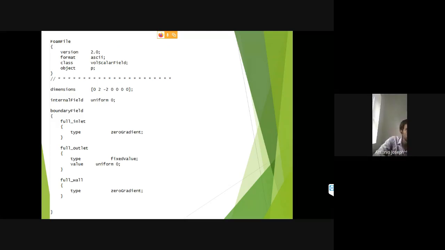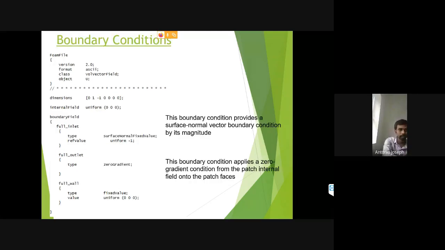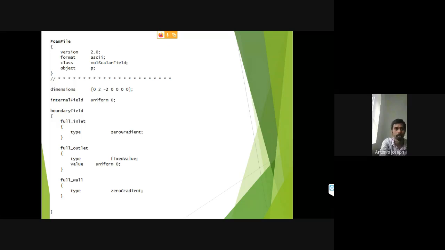And in these two cases, you can see one thing. In the internal field, I am giving the value of uniform (0 0 0). And in the pressure file also, you can see that the value is given as 0. That means inside all the nodal points, I am specifying the value of 0 initially, as an initial condition. You can give any value. It doesn't matter. That particular value will be taken for solving the equations initially.